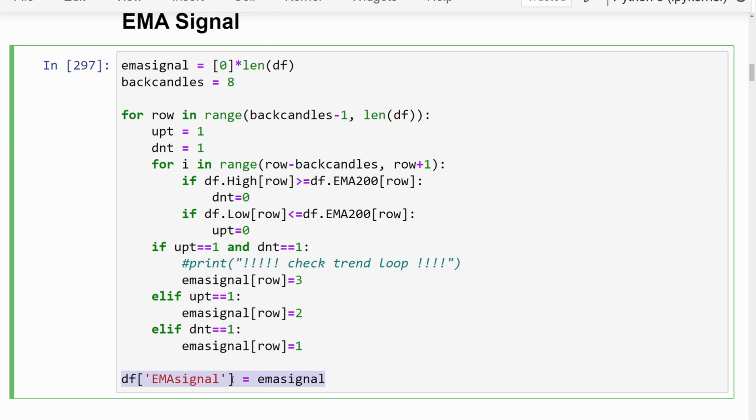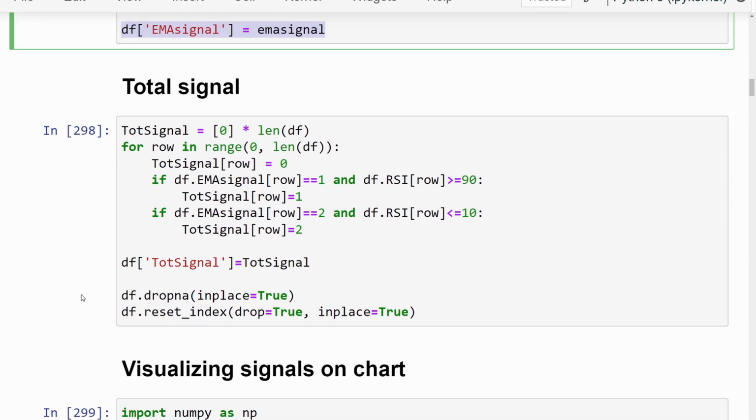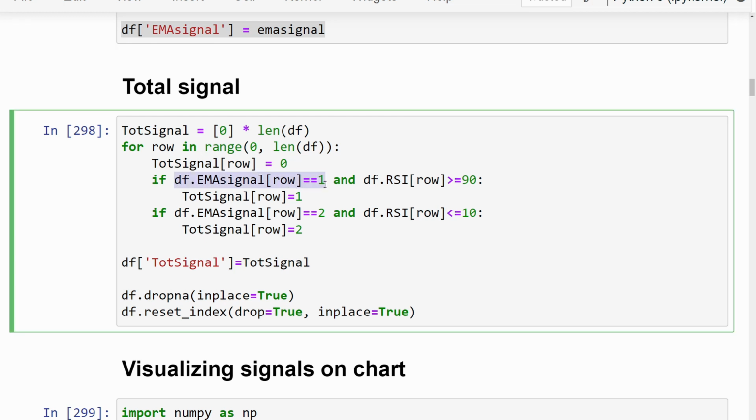Remember, this is only the trend detection signal. It's not our final signal. So we still have to consider the RSI, and this is the next step. This is something I call the total signal. So at this stage, for each row, if the EMA signal is equal to 1, meaning we have a downtrend, and at the same time the RSI is above or equal to 90, it means that we have an entry point for a selling position, and therefore our total signal value will be equal to 1. And I'm going to store this in a list called total signal that I have just defined here at the beginning of this cell.